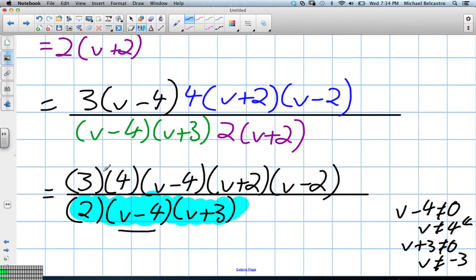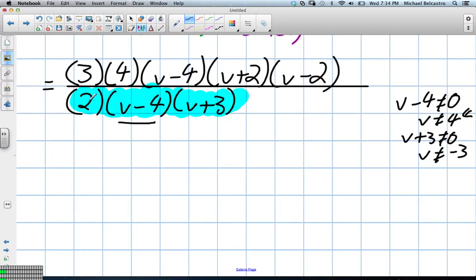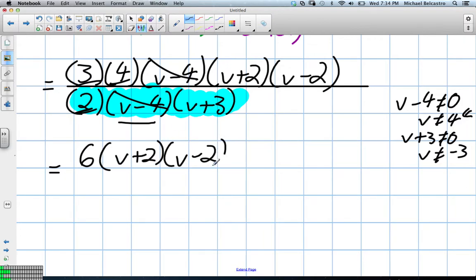Now that we've done that, let's reduce some stuff. Okay? We have 3 here. What is 3 times 4 technically? 12. And what would 12 divided by 2 be? 6. So we did those together, so we have a 6 on top. Okay? v minus 4 and v minus 4 cancel. And, well, we can't really cancel anything else out. So we have 6, v plus 2, v minus 2. This 3 times 4 divided by 2 became our 6.